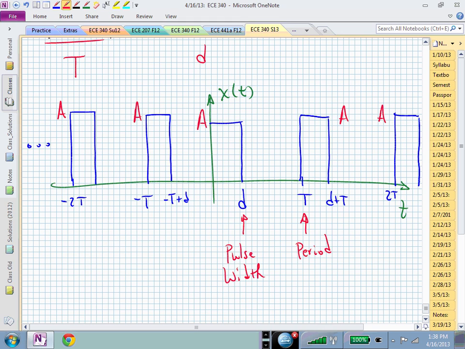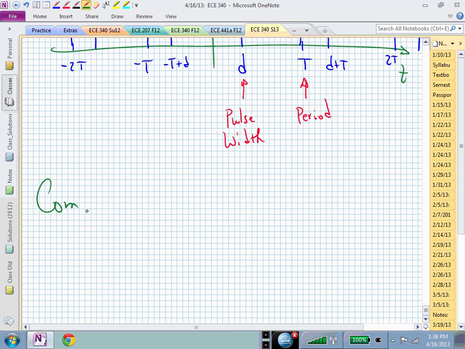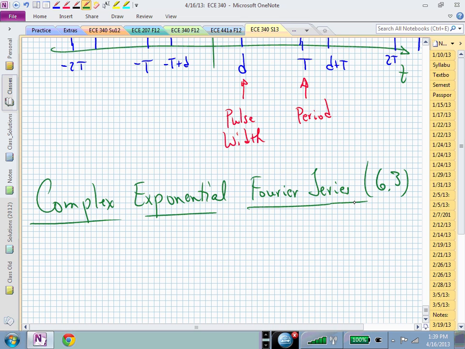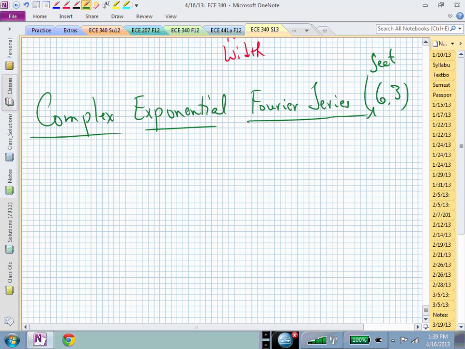In order to do that, what I want to do is derive a generic formula for the complex exponential Fourier series coefficients associated with this little x of t. Does everybody understand what we're doing? So our first issue is simply to apply our formula to compute capital D sub n for this periodic waveform. Let's now do that. And if you've forgotten, the complex exponential Fourier series is section 3 of chapter 6.